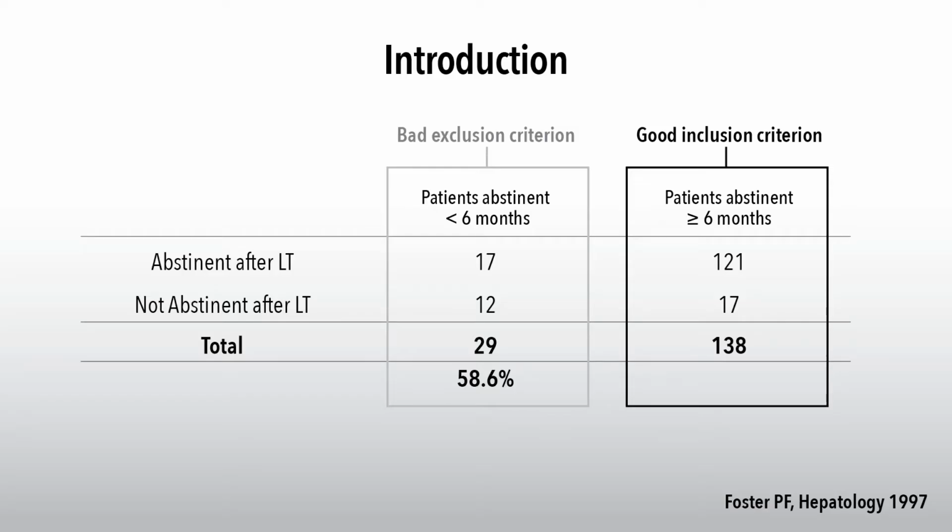If you look at the Foster publication in Hepatology 1997, bringing parameters for alcoholic liver disease, you will see that abstinence of less than 6 months in his studies produced a significant amount of recidivism. There was significant emphasis on more than 6 months for patients to be safe for transplantation.